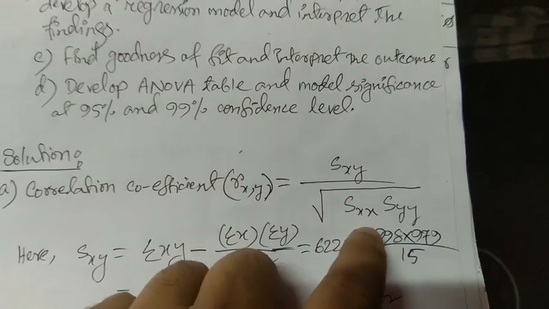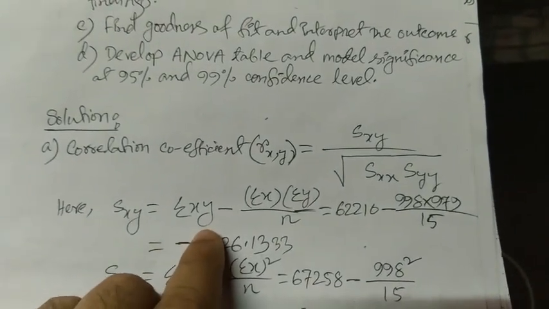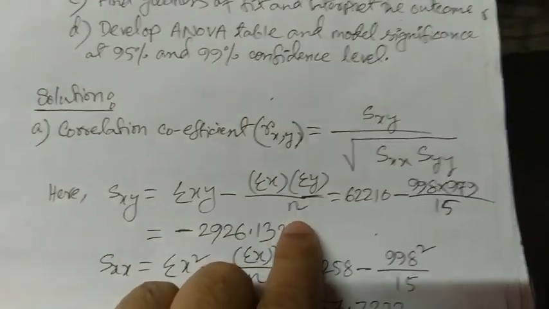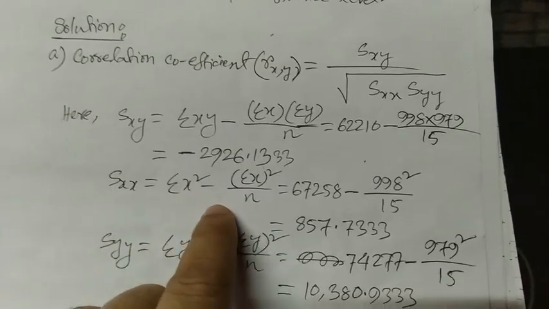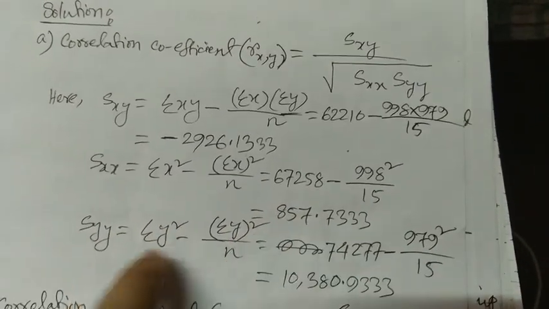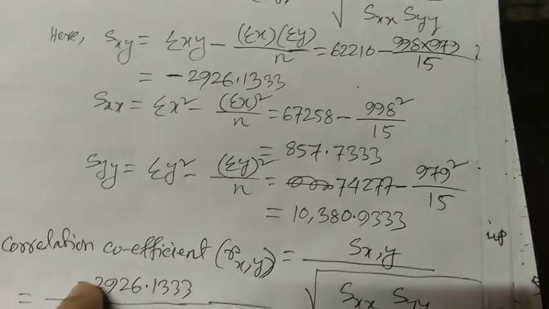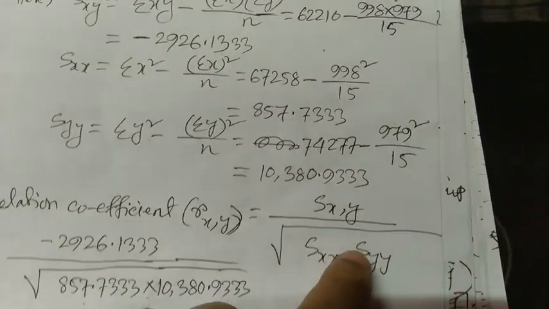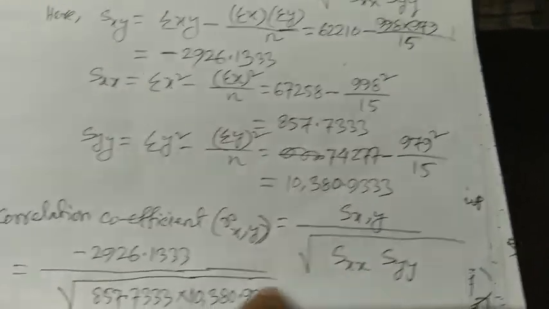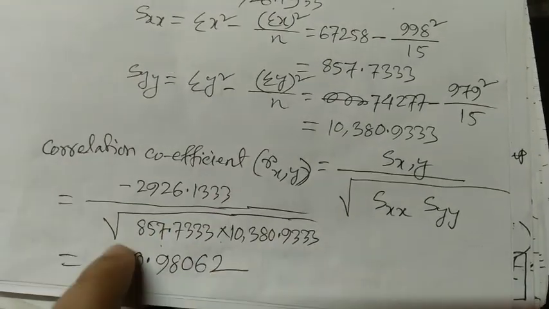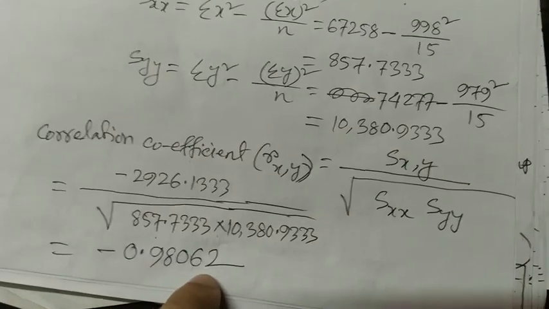You know the formula. First, you will calculate Sxy: summation of xy minus summation of x into summation of y divided by n. If you put the values there, you will get the Sxy value. Similarly, you will get the value of Sxx, and similarly the value of Syy. Now the correlation coefficient is Sxy divided by root over Sxx, Syy. If you put in the calculated values, the correlation coefficient is minus 0.98062.